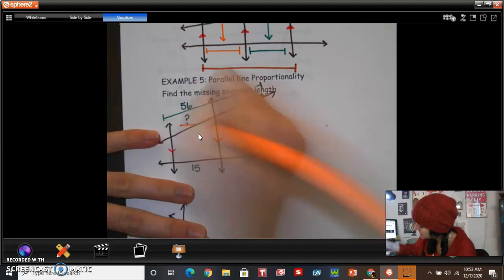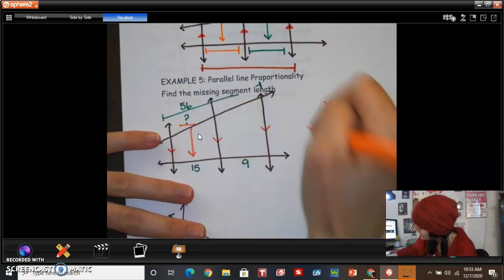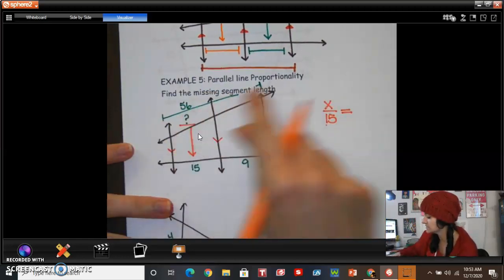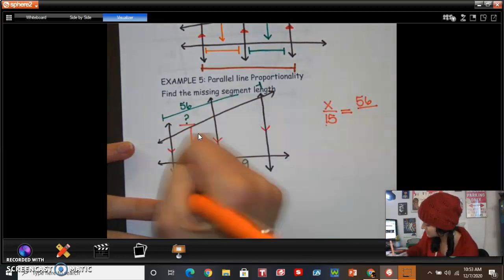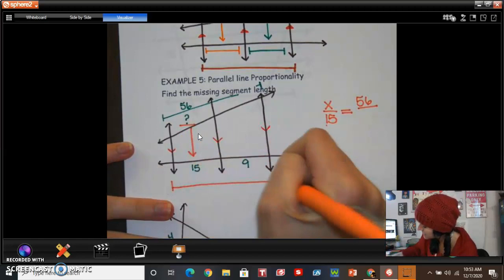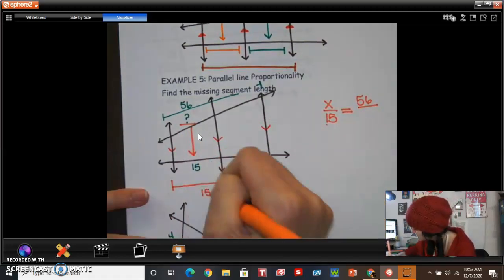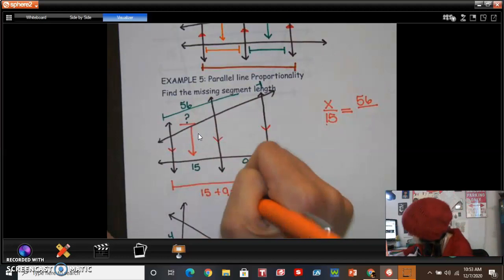So here's our unknown. So I have x over, and it matches up with 15. And here's what else I know about x. We have an entire length of 56. So what we need to do is find out what the entire length that would match it on the other side is. That's easy to do. We're going to say 15 plus 9 to give us our entire length. And that gives us a length of 24.